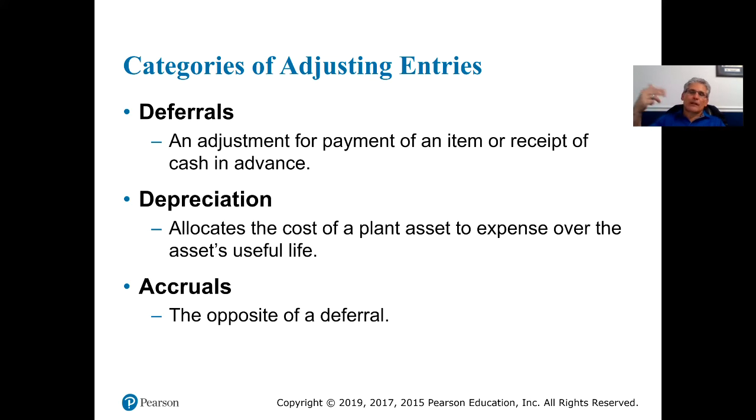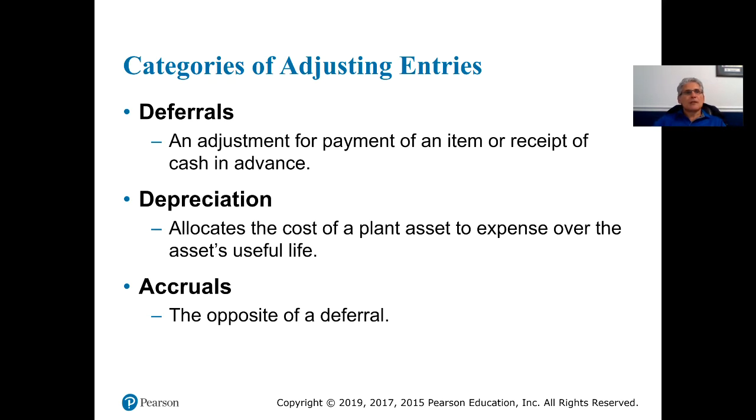By the same token, if I receive cash in advance from somebody for a service that I haven't provided, that's not revenue because we haven't supplied the service or the product yet. We got paid in advance. So when we do earn that revenue, that's when we're going to record it. Again, that is an adjusting entry that has to be made by the bookkeeper or accountants.